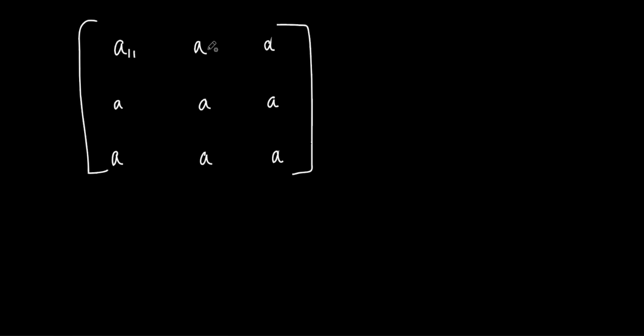1, 2, because it's the first row, second column. Again, we always go rows, then columns. All right? I always remember this.